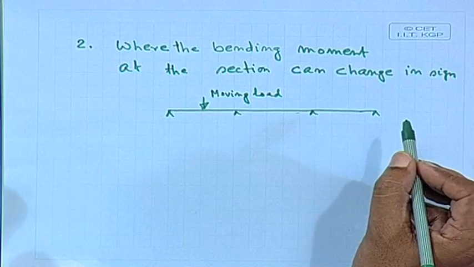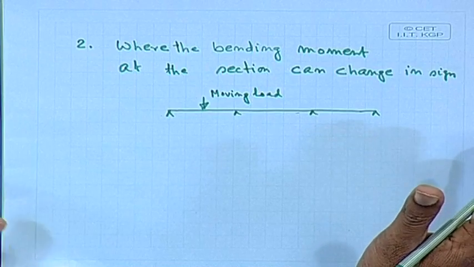Most of the cases our bridges are simply supported, but if the bridge is continuous, in that case at the support the bending moment can change its sign, and in that case, generally it is compression in the top and tension in the bottom, but due to change in sign, it can happen the other way, bottom compression, top tension. So, we have to provide that adequate reinforcement, and in that case we have to use it as a doubly reinforced section.